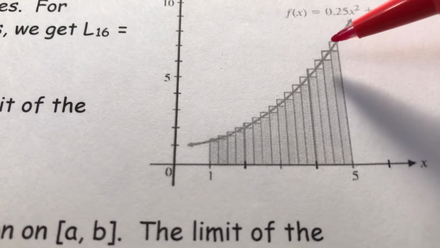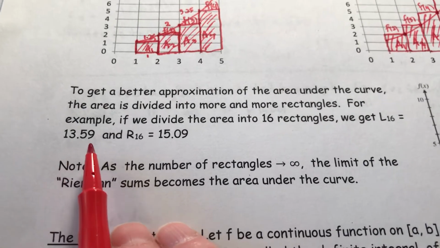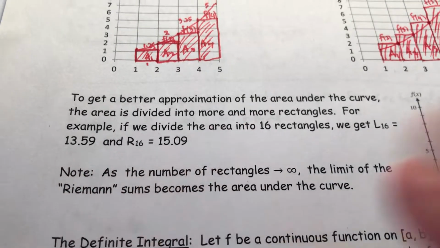So you've got the underestimate and the overestimate. And they calculated this for you. They did L16 and they got 13.59. We're going to believe them. And R sub 16 was 15.09.